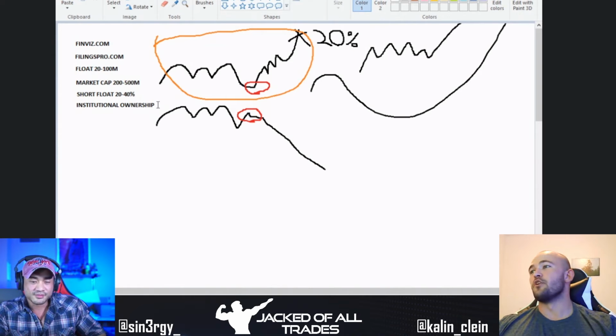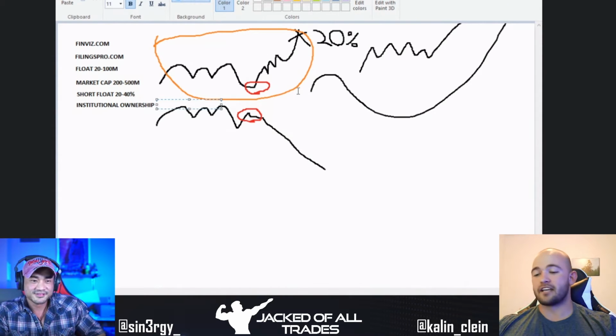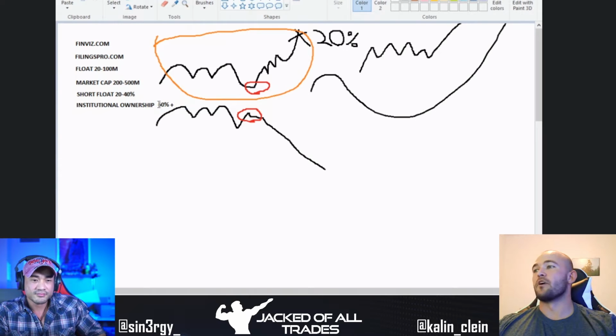So on these long bias moves, you're looking for institutional ownership of 60% plus. That's kind of where your best moves are. So that's just another thing you can look at.